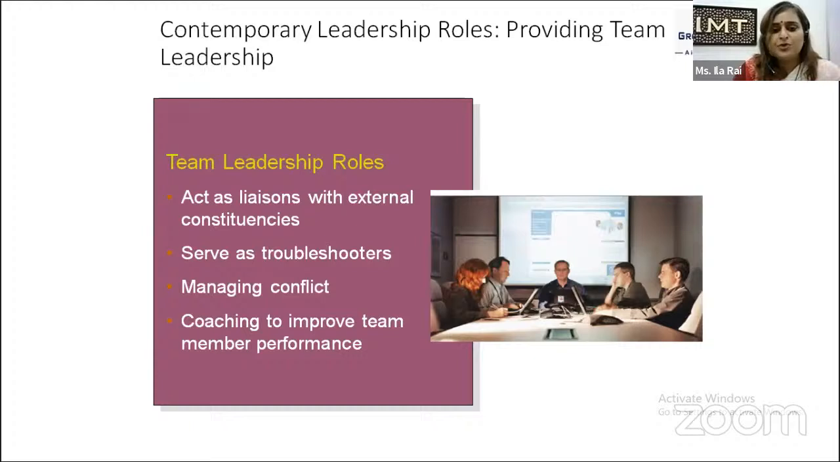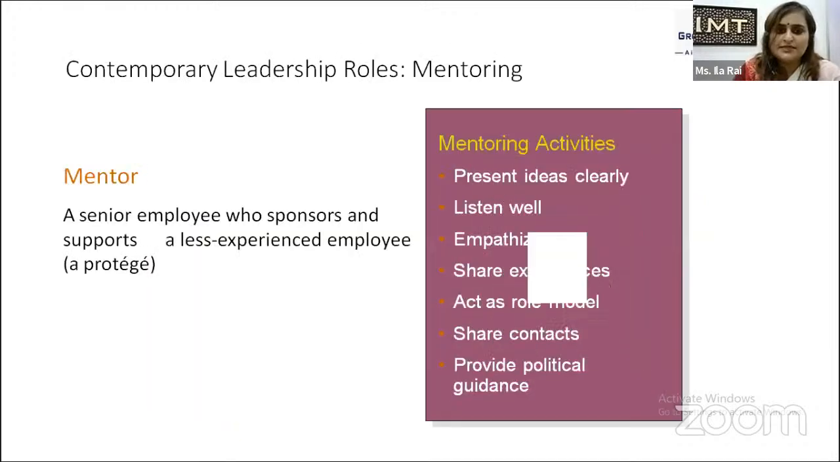Now, team leadership roles. Team leadership role means that a leader in a team works as a liaison between the external and internal environment. So he acts as a single point of contact for the external and internal environment. He serves as a troubleshooter. That means that whenever there is a problem, he solves that problem and acts only when there is a given problem in the team. He also manages conflict and coaches the team to improve their performance.